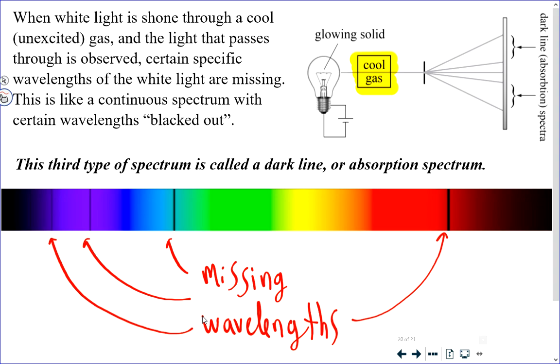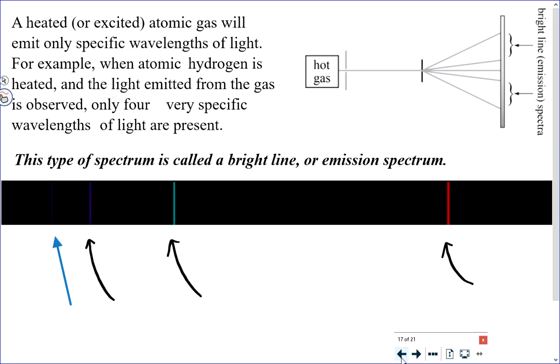So if this is the dark line spectrum for hydrogen, it's missing those 4 lines. This is the bright line spectrum for hydrogen. It has those 4 lines. And this is Rutherford's problem, essentially: why does hydrogen emit only 4 wavelengths of light? Or why does hydrogen absorb only 4 wavelengths of light?